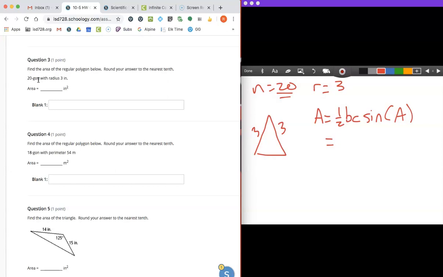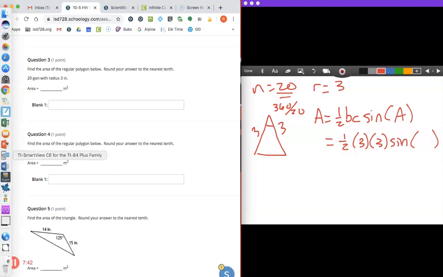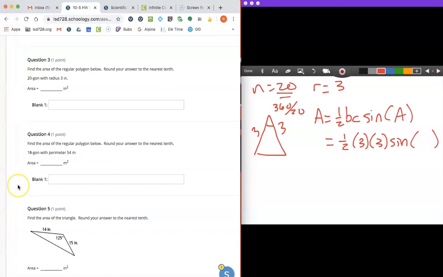So I need this angle up top. I know it's 1/2 times 3 times 3 times sine of, that's what I need to figure out. The way I get that angle is I do 360 divided by how many sides there are. 360 divided by 20 is what I'm looking to do this time. When you do 360 divided by 20, you should get 18. So that means we're doing 1/2 times 3 times 3 times sine of 18.